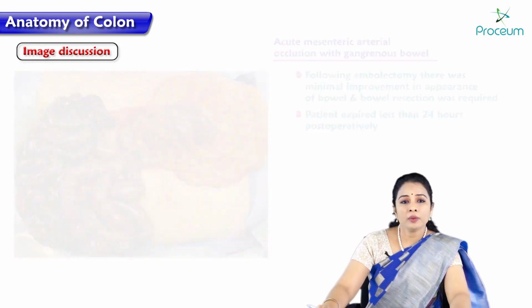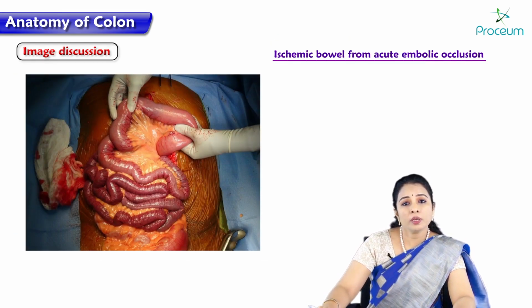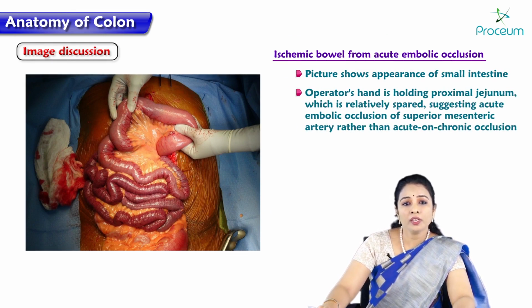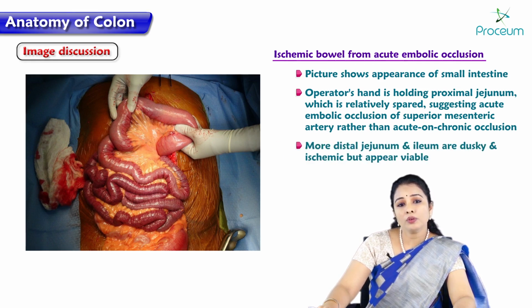Here is the next image which explains ischemic bowel from acute embolic occlusion. The picture shows the appearance of small intestine. The operator's hand is holding the proximal jejunum, which is relatively spared, suggesting acute embolic occlusion of the superior mesenteric artery rather than acute on chronic occlusion. The more distal jejunum and the ileum are dusky and ischemic but appear viable.